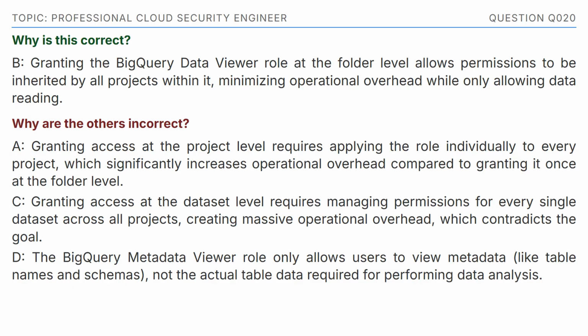Why are the others incorrect? A. Granting access at the project level requires applying the role individually to every project, which significantly increases operational overhead compared to granting it once at the folder level. C. Granting access at the dataset level requires managing permissions for every single dataset across all projects, creating massive operational overhead, which contradicts the goal. D. The BigQuery metadata viewer role only allows users to view metadata, like table names and schemas, not the actual table data required for performing data analysis.